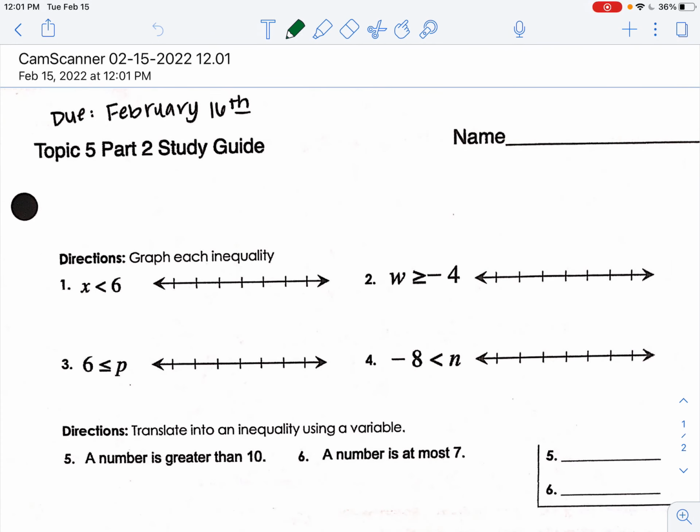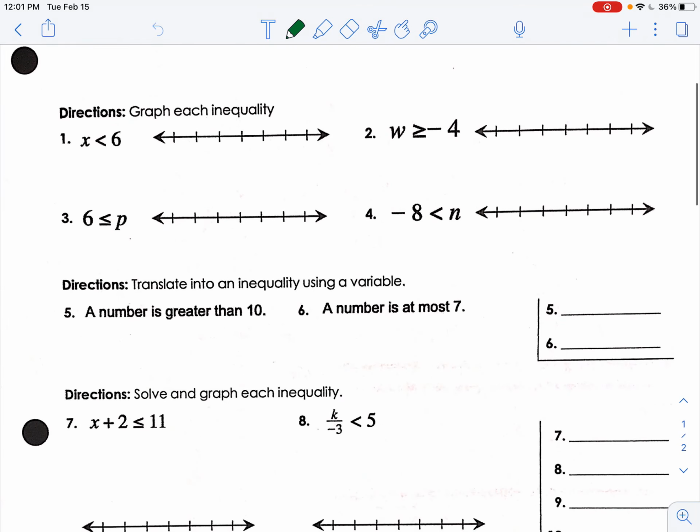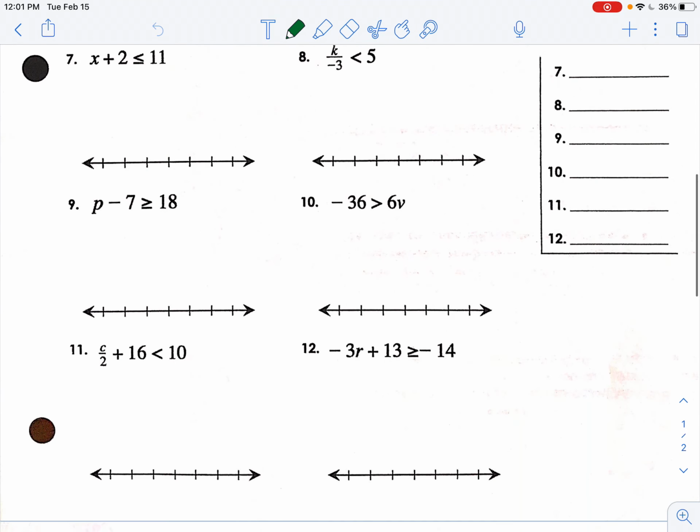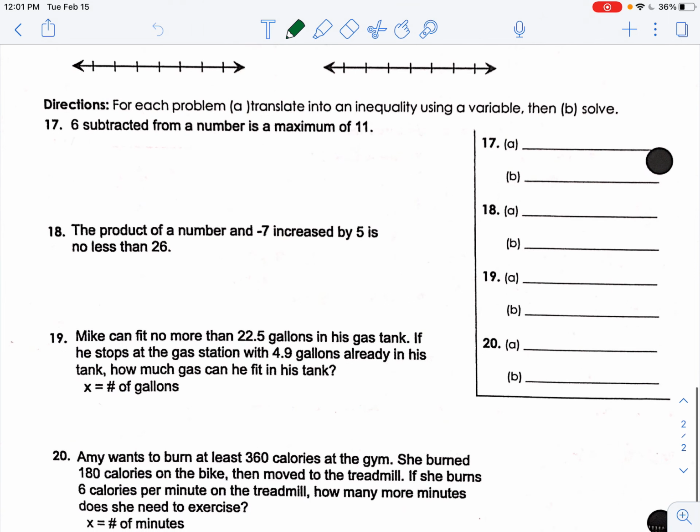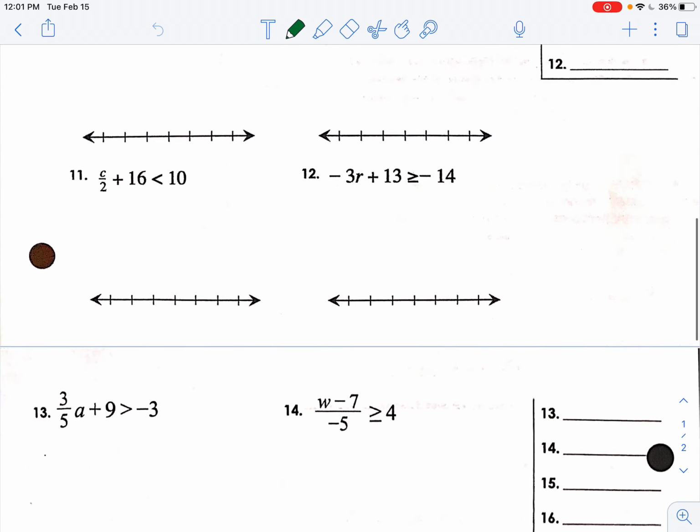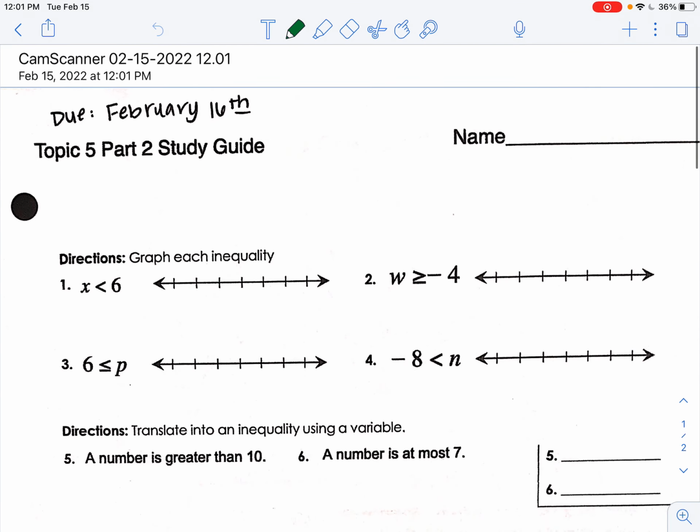Let's look at the review for your inequalities test. This is the second part of topic 5. You will be required to solve, graph, and even some word problems where you will have to write the inequality in this lesson. So let's look at number 1.